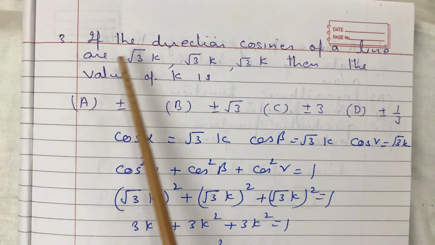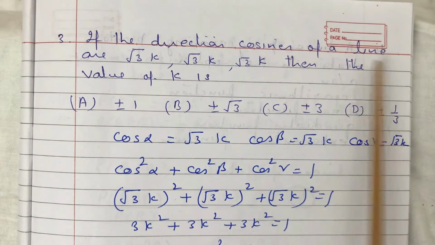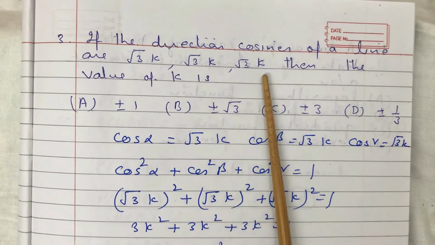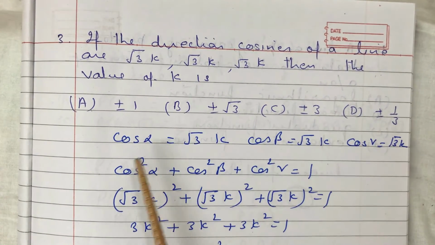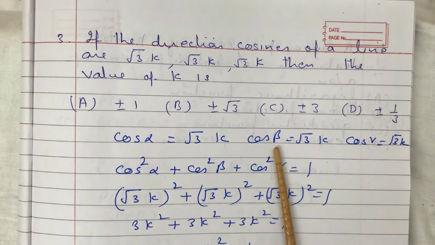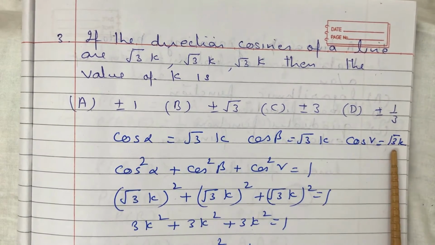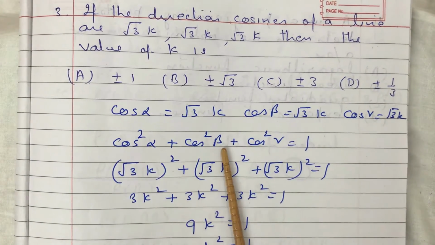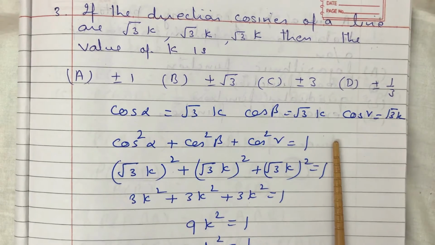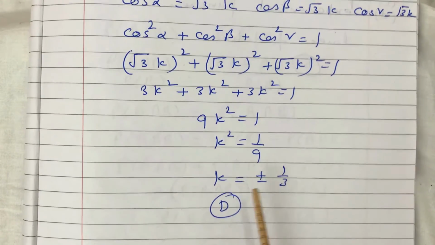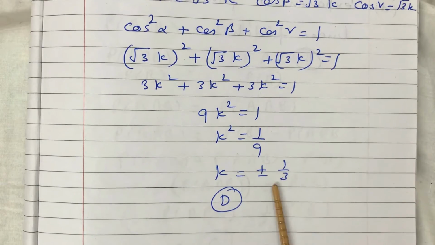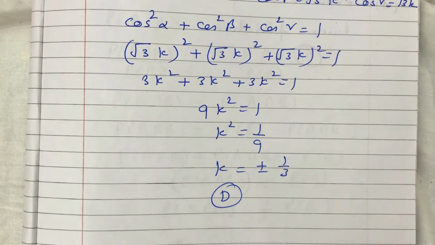Now the third question: if the direction cosines of a line are √3k, √3k, √3k, then the value of k is, there are 4 options. It means cos alpha is √3k, cos beta is √3k, cos gamma is √3k. You know cos square alpha plus cos square beta plus cos square gamma is equal to 1. Substitute the values. You will get k square is equal to 1 by 9. It means k is equal to plus minus 1 by 3. So D is the option.